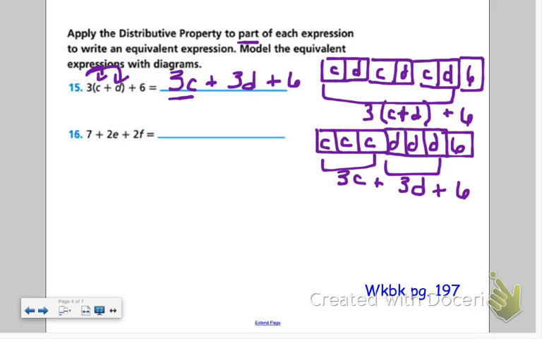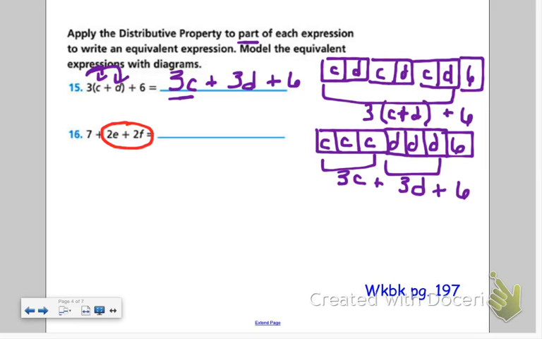Number 16 now. I'm going to change my color. Let's go with red. 7 plus 2e plus 2f. I don't see parentheses in here, but I see an opportunity to put parentheses in by pulling out a common factor. And where I see a common factor would be right in this area here, 2e plus 2f, because 2 looks like my common factor.